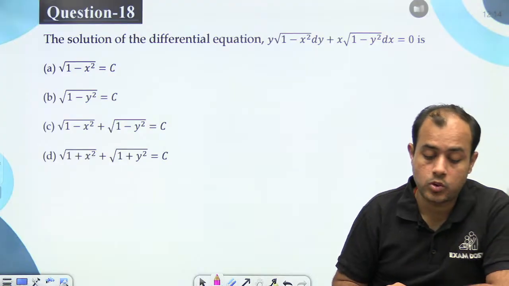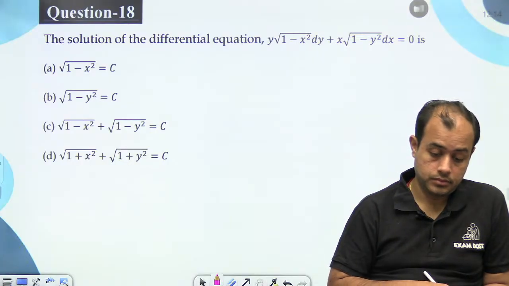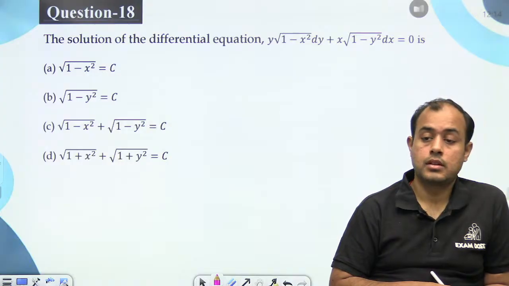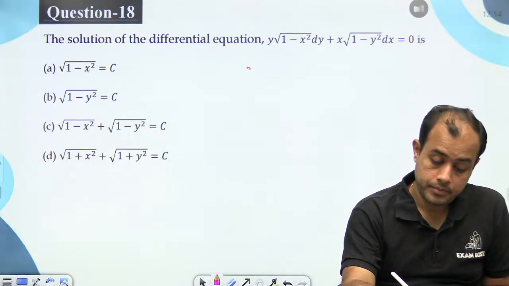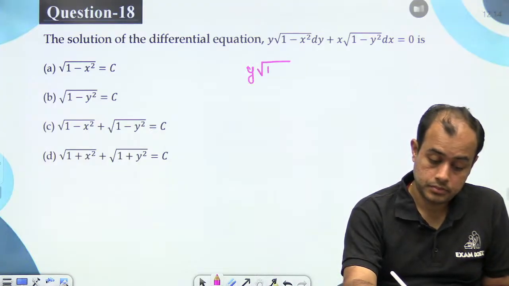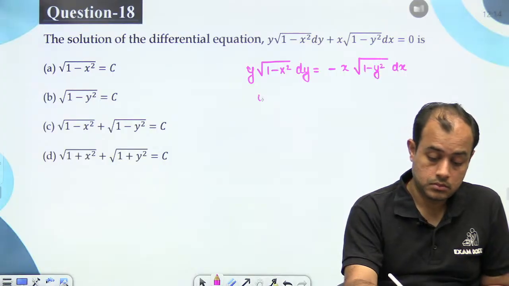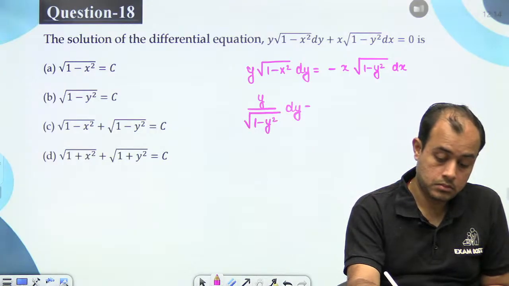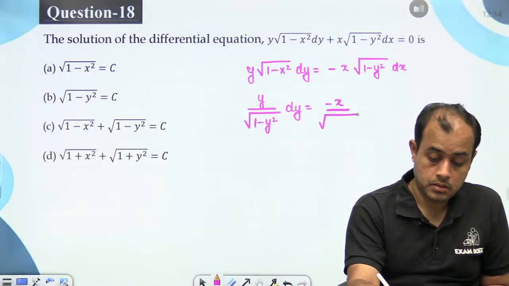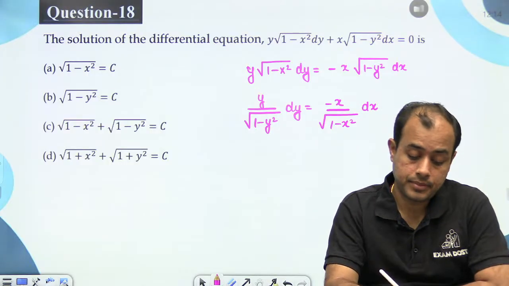Solution of the differential equation. So we can solve this by variable separable method. Okay.